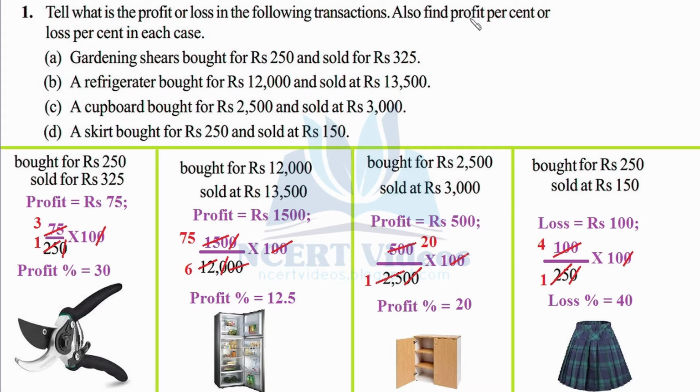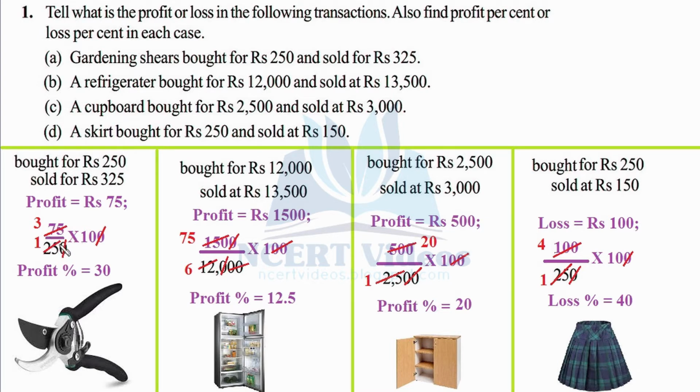Now we were asked to find profit percent or loss percent. This is only profit. And what is profit percent? This is always calculated on cost price. Here it will be calculated on rupees 250. So the formula to calculate it is, in the numerator you write profit or loss. Here it was 75, therefore we wrote 75. In the denominator you write the cost price. Here it is 250, therefore written 250. And this is the fraction.